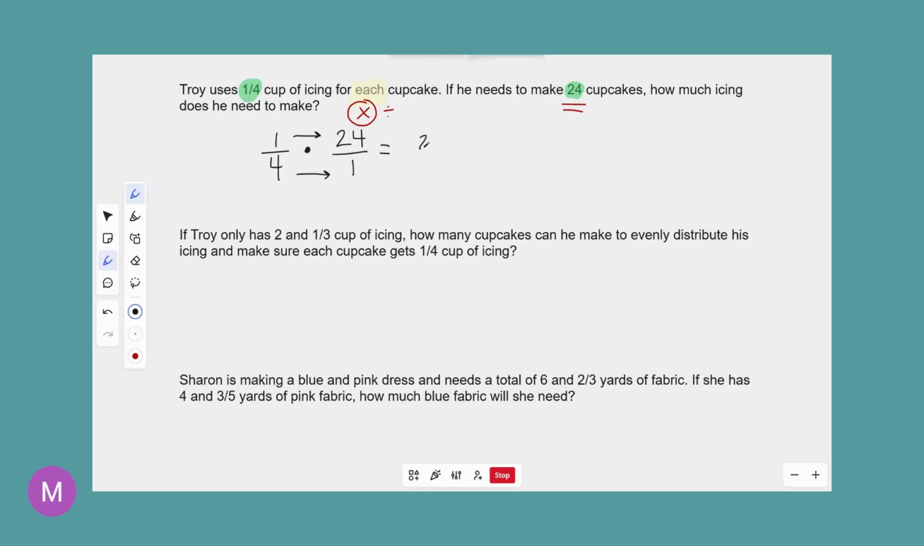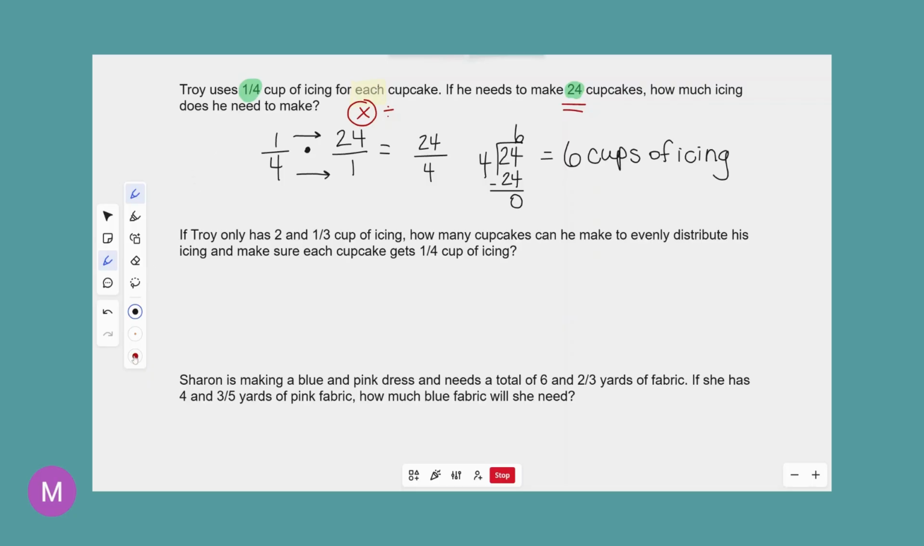1 times 24 is 24. And 4 times 1 is 4. And then we would reduce this. So 24 divided by 4 is a whole number, and we get 6. And 6 times 4 is 24, leaving us nothing left over. So the answer to our problem is he's going to need to make 6 cups of icing in order to have enough to cover 24 cupcakes if he always uses 1/4 of a cup per cupcake.